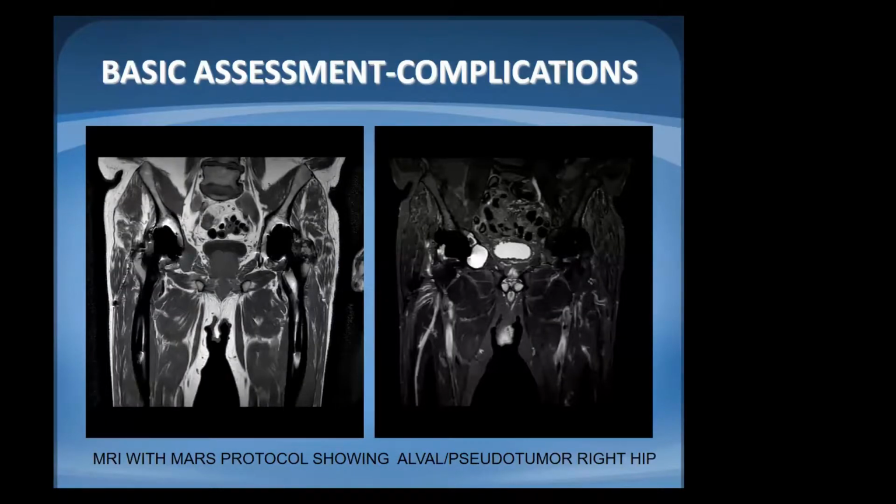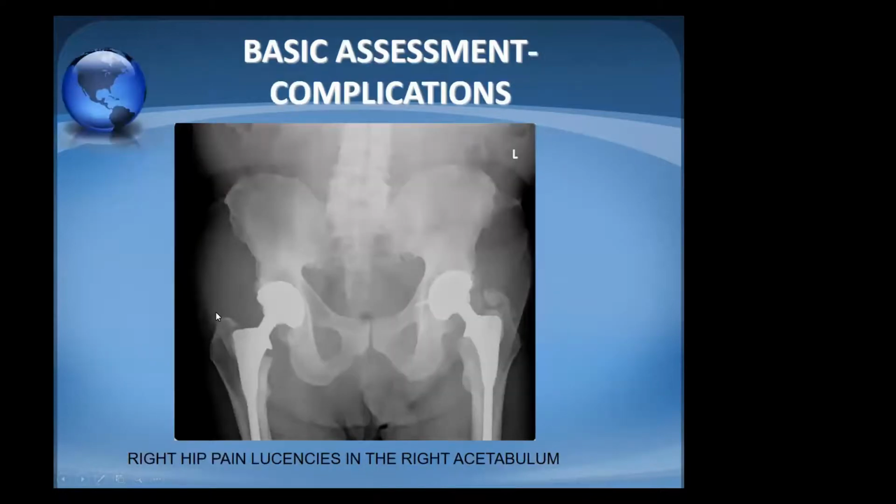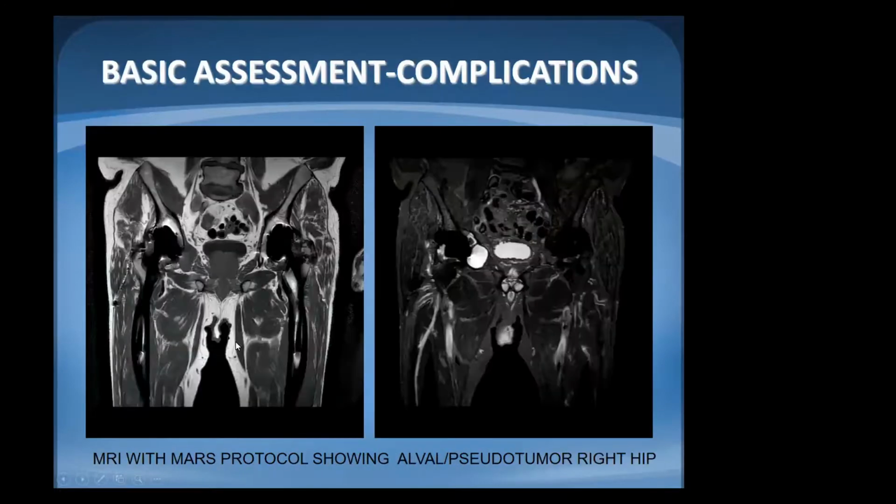This is something different. We've done this protocol because we were a little worried there is more to this hip joint, once we've seen the lucencies here and there, than simple metallosis. And what you can see is a little lump here of soft tissue, which is low on T1 and high on T2, which is in keeping with what is called pseudotumor or ALVAL.